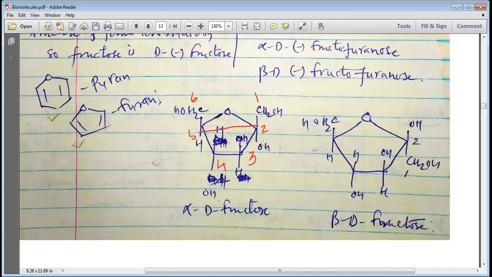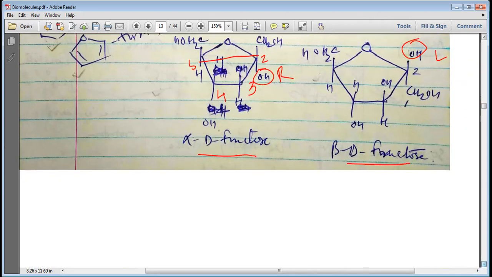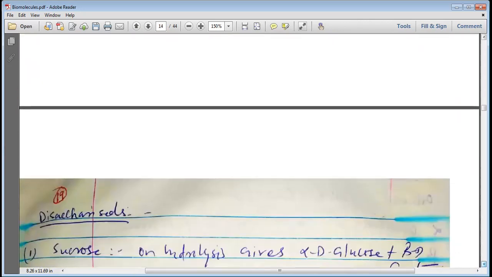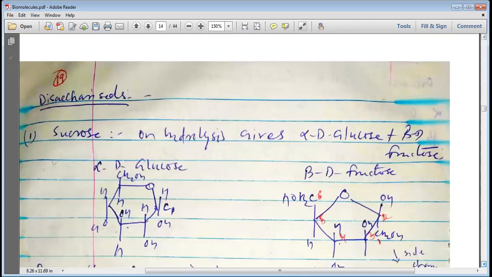You can see when the OH group is present on the right side, we call it alpha D-fructose, and when the OH group is present on the left side, we call it beta D-fructose. This is how we understand the Haworth projection for fructose and the various anomers of fructose, the alpha D-fructose and beta D-fructose.